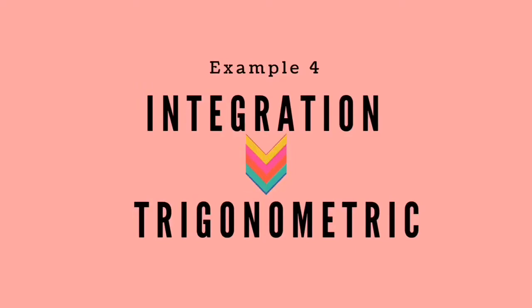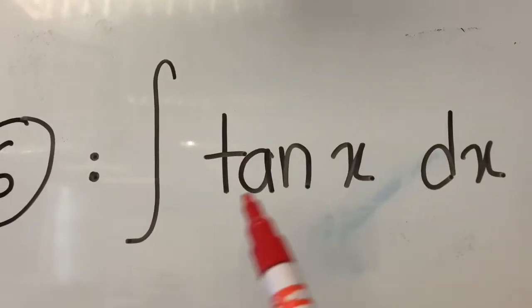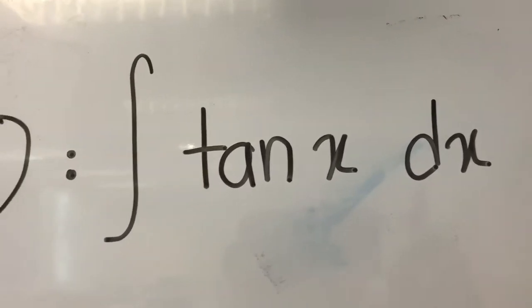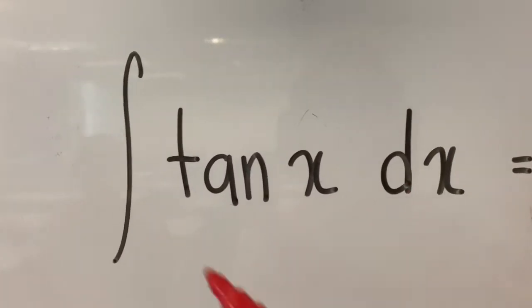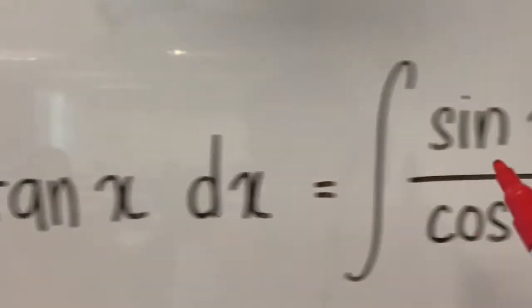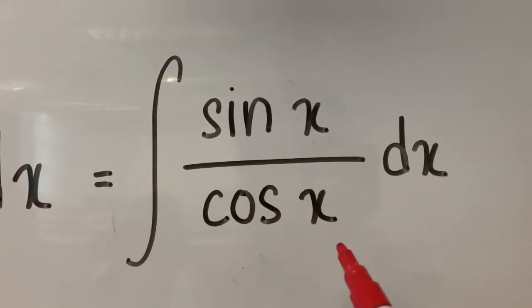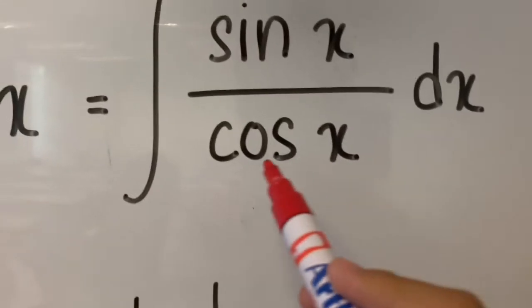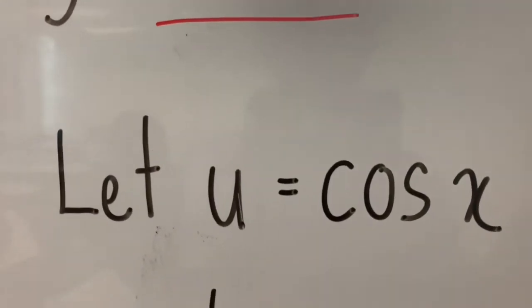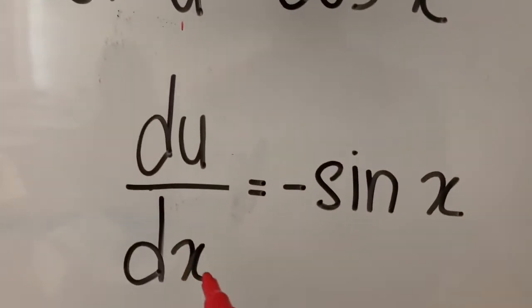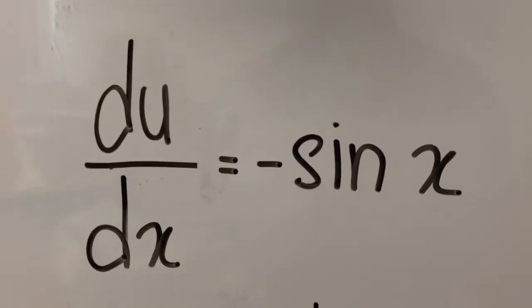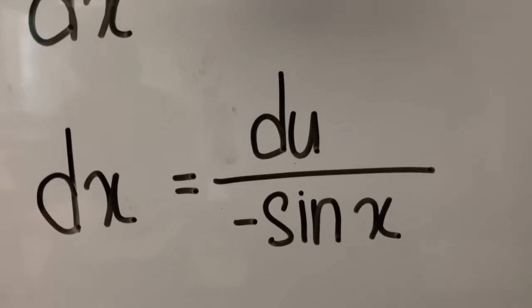Finally, we have come to the last example, which involves an integration of trigonometrics. So the question is, let's integrate tangent x dx. From this question, it might be hard for you to integrate it directly. So we can change the term tangent x into sine x over cos x dx. So from this expression, we need to let u equal cos x, which is this one. And then we need to differentiate u with respect to x, and the answer will be negative sine x. After that, we let dx be the subject, so it will be du over negative sine x.